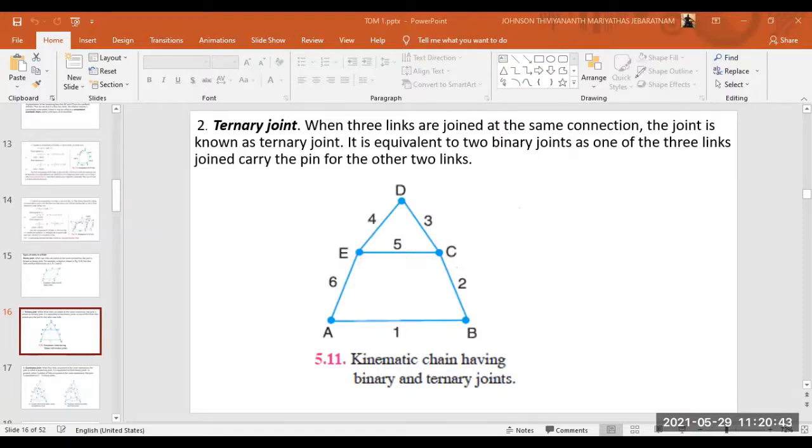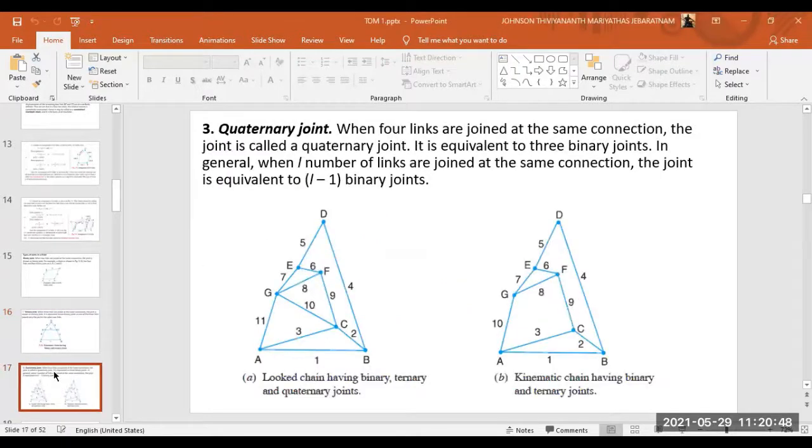Now we move to the quaternary joints. Quaternary joints are joints which have four members connected at a point. When four links are joined at the same connection, the joint is called a quaternary joint. So there should be four members connected in a joint to make it a quaternary joint. This is equivalent to three binary joints. In general, when L number of links are joined at the same connection, the joint is equivalent to L minus 1 binary joints.